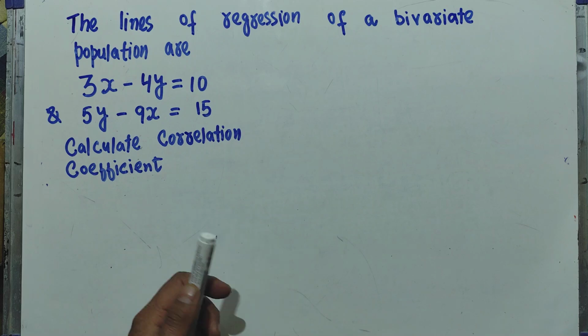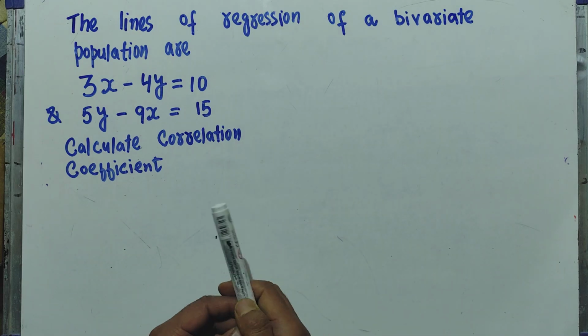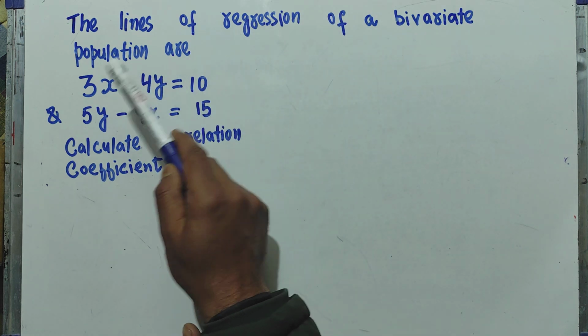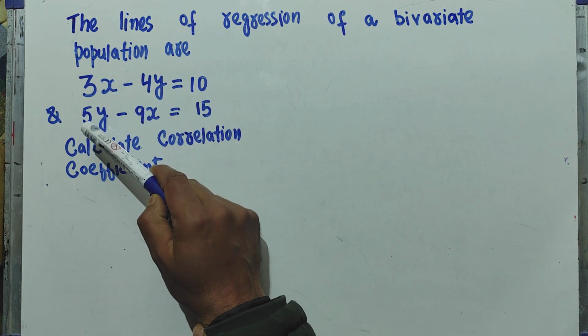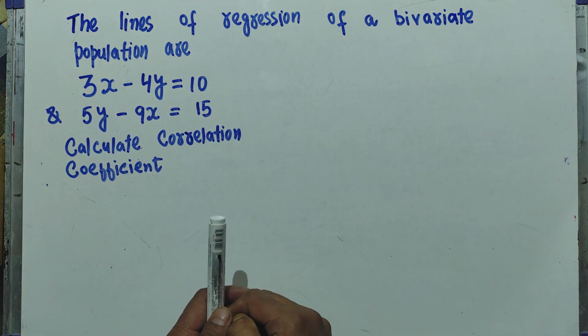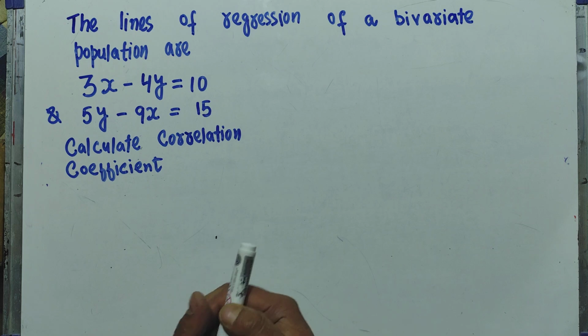In this video, we will learn how to find out the correlation coefficient. The question is, the lines of regression of a bivariate population are 3x minus 4y is equal to 10 and 5y minus 9x is equal to 15. Calculate the correlation coefficient.